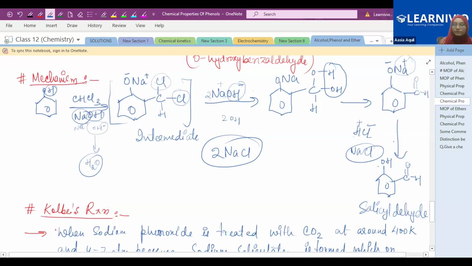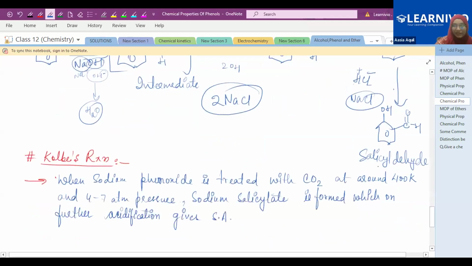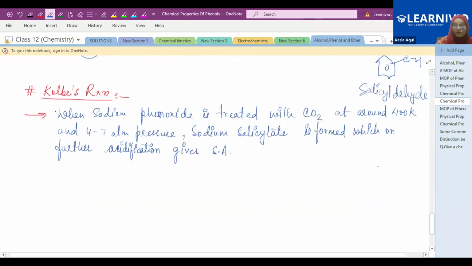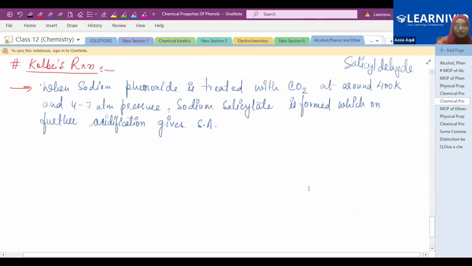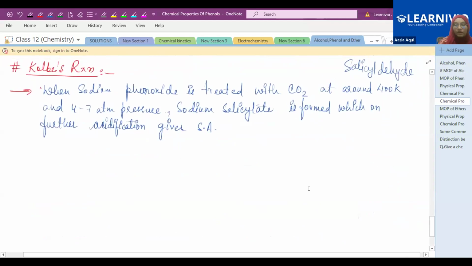Clear to everyone? Yes, ma'am. Okay. If there's any doubt in any step, just please let me know, because these are very, very important. If you just let it go, it will be very difficult for you to write it down in your exam. So just try to understand the mechanism step by step.